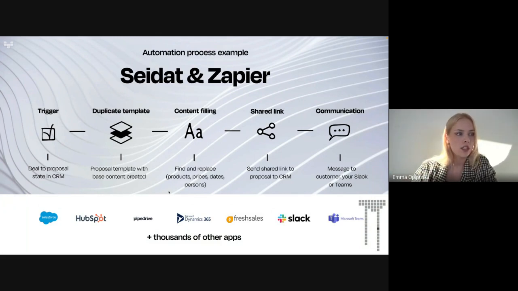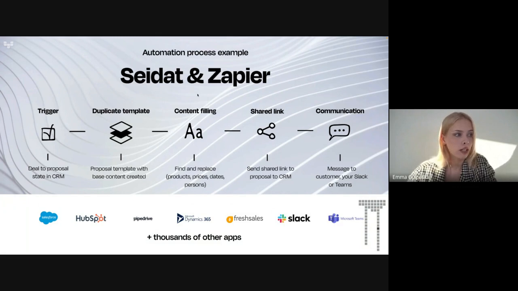Then the automation will fill the content. So in HubSpot, you would have, for example, your contact person's name, deal size, products that will be added there, whatever information you have in your attributes in your CRM. Those will also be added to placeholders that are in the proposal template.